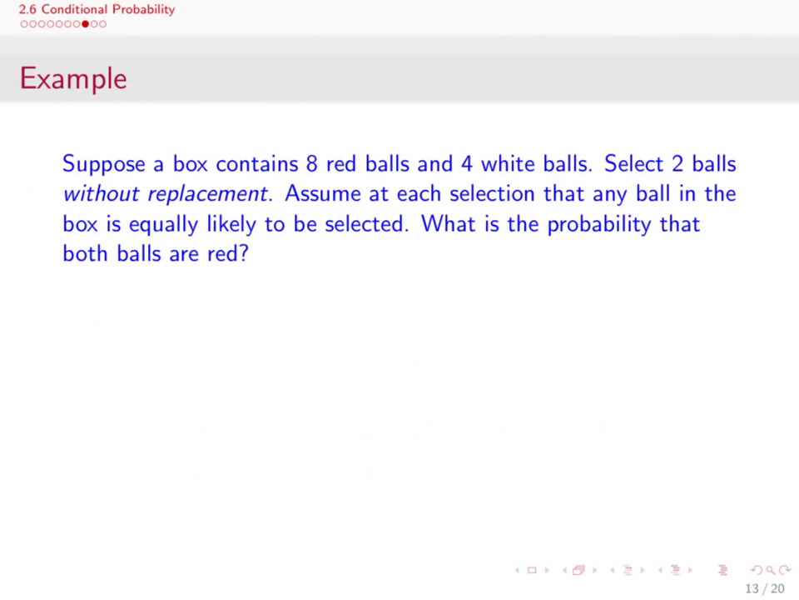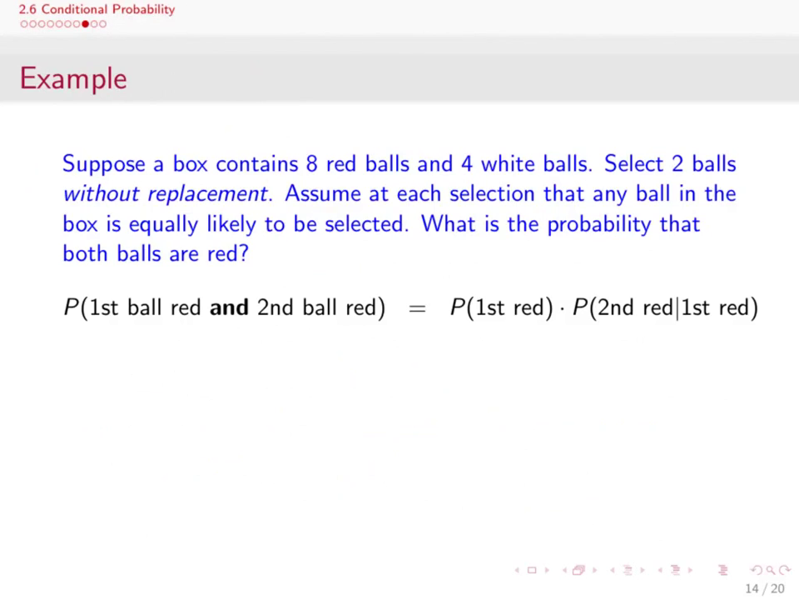Let's look at another example. Suppose we have a box that contains 8 red balls and 4 white balls, and our plan is to select 2 balls without replacement. And we'll assume that at each selection, any ball in the box is equally likely to be selected, and we're interested in determining the probability that both balls are red.